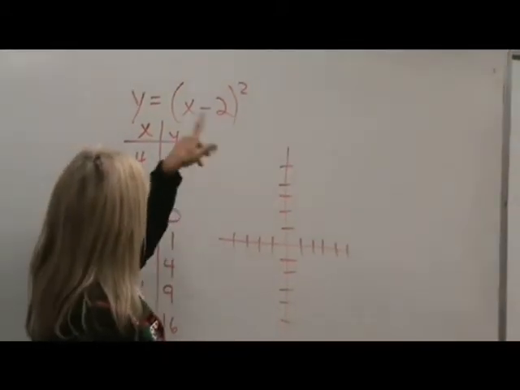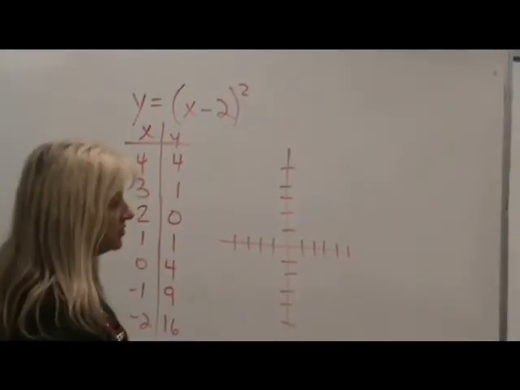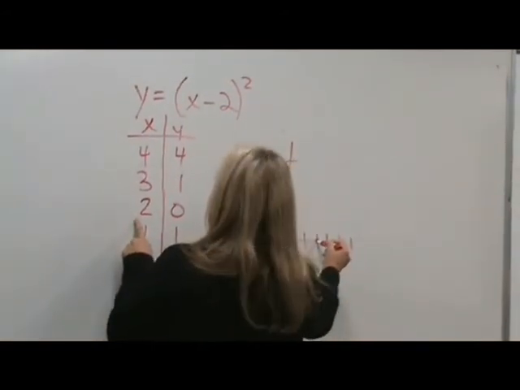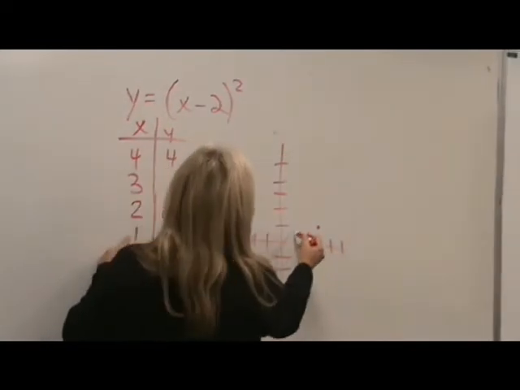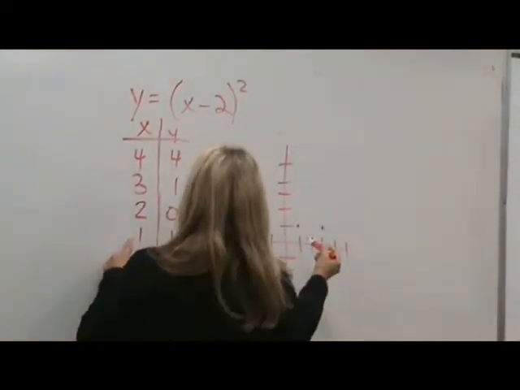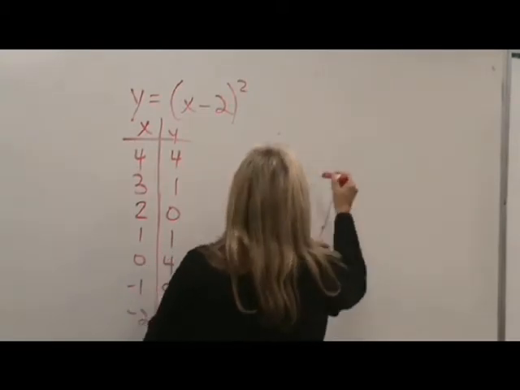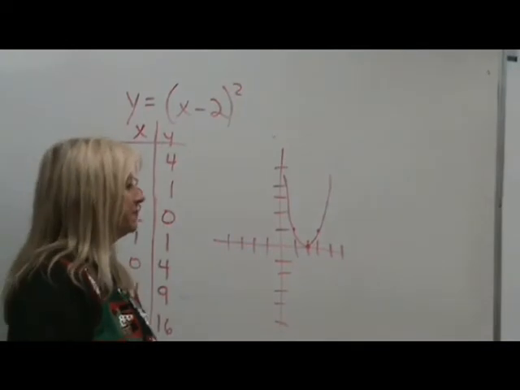Because 4 minus 2 would be 2, and 2 squared would be 4. So now you see it started. So 2, 0 is your vertex. And then we'd have 3, 1 and 1, 1. Basically, once you have those 2 points, you can plot the rest of it. Your parabola is always going to be the same shape.